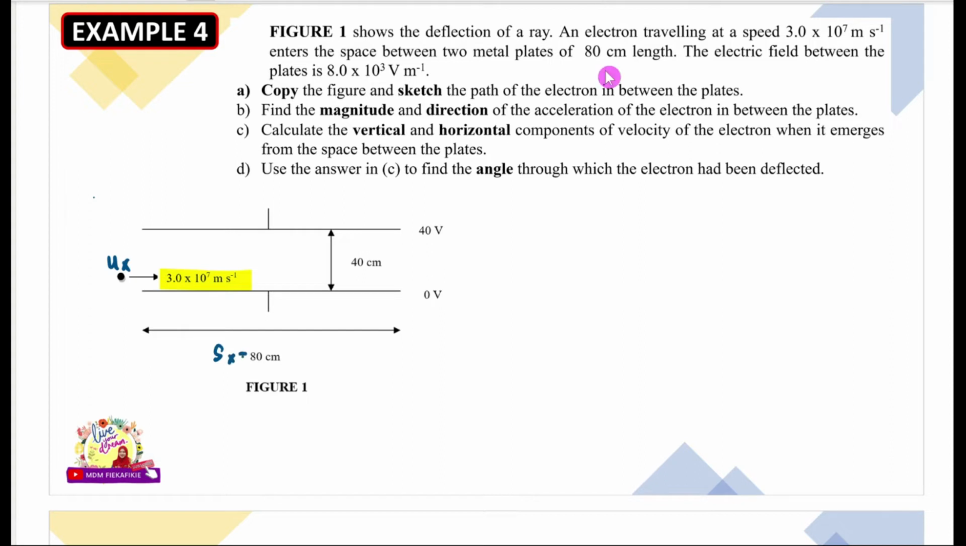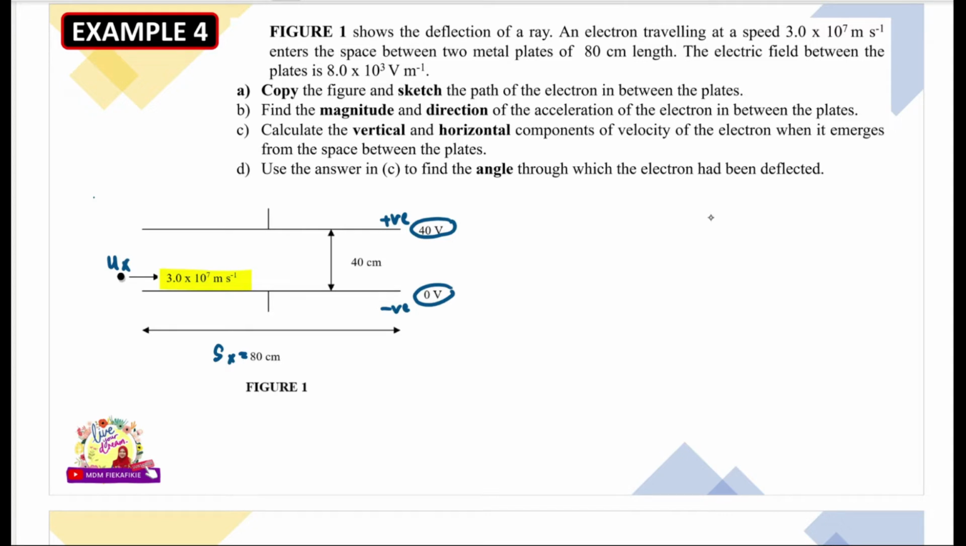Tapi 40 cm tak macam soalan nombor 3 tadi. 40 cm here bukan Uy. Nampak tak? Dia tak mula betul-betul dekat bawah. Dia mula di antara. Okay, so tak boleh kata itu adalah Sy. Okay, so sekarang electron, so dia akan deflected. Okay, so ini adalah positive plate. Okay, look at here. So this is negative. Okay, so deflection. Soalan A pun dah suruh dah tu. Electric field dia dah bagi tu kat sini.